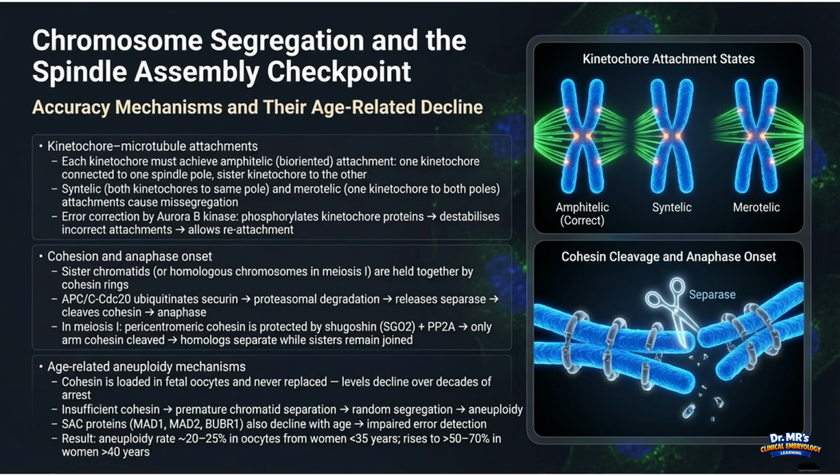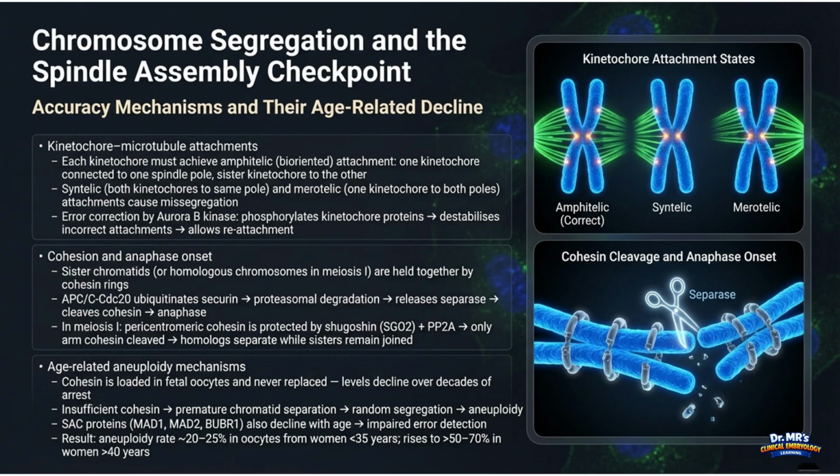When these erroneous attachments occur, there is a lack of proper tension. The cell senses this lack of tension using an error-correcting enzyme called Aurora B kinase. Aurora B localizes right between the kinetochores. When tension is low, the kinetochores are physically close to Aurora B, and the kinase phosphorylates the attachment proteins, actively destabilizing and severing the microtubule connection. It forces the microtubule to let go so it can try again. It is a continuous cycle of trial, error, severing, and reattachment until perfect amphitelic tension is achieved.